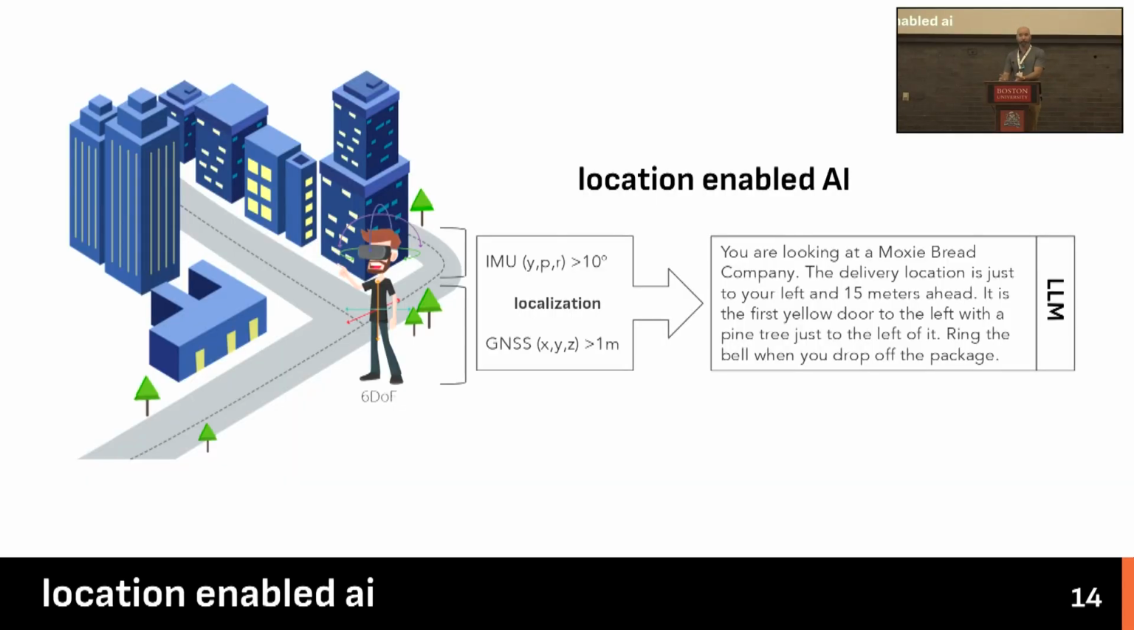Because we have all this wonderful Mapillary imagery that we've now related with the point of interest, so we know not only where the point of interest is when the user's looking at the point of interest, but we also have a whole bunch of photos of that point of interest. And large language models are really quite good at turning those pictures into words, and then if you can constrain it and keep it from hallucinating, it can then tell you cool stuff. So in this case, the person's looking, and I'm asking them where a delivery location is, and they say, oh, for the Moxie Bread Company, go to the yellow door on your left, 15 meters ahead, drop off the package.